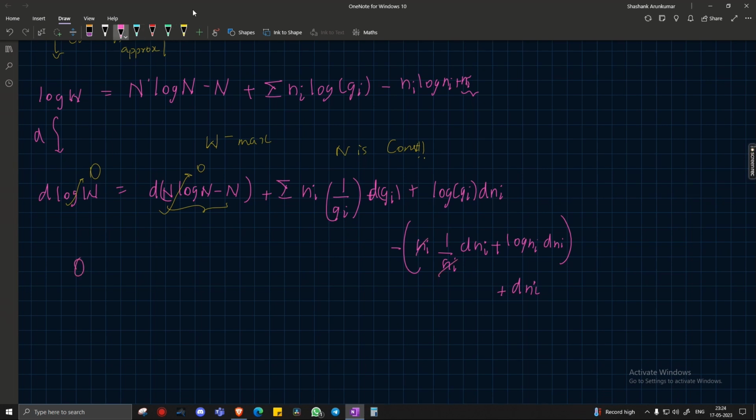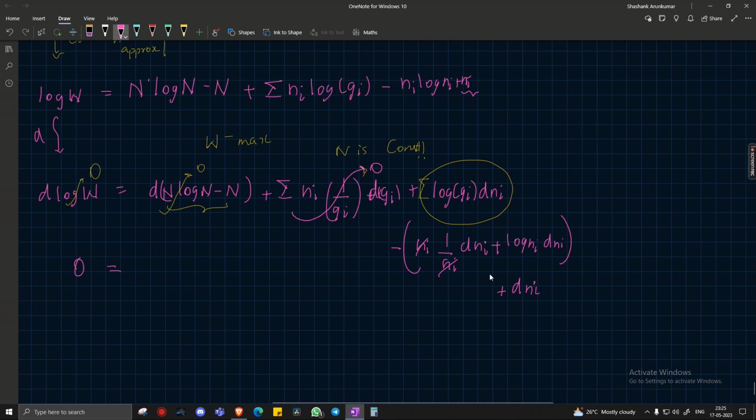Now we can cancel out ni and ni. Because the number of cells has to stay the same, which means that the degeneracy, which is gi, has to stay the same. It's a constant. So dgi means a change in the degeneracy, so it doesn't make sense, so it'll be 0. Now we have a very workable expression. We have a sigma of log gi dni of minus dni minus log ni dni.